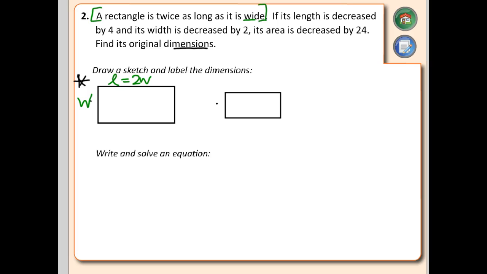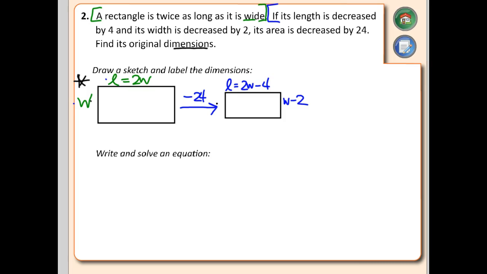So that makes sense. Now, let's look at the second sentence to talk about when we make our rectangle smaller. If its length is decreased by 4, well, we're taking its length and decreasing it by 4, so that means this is going to be 2W minus 4. Okay, and we're going to take its width and decrease by 2, so that means this is going to be W minus 2. And its area is decreased by 24. So when we made it smaller, we're going to decrease it by 24. Okay? All right, decrease by 24.